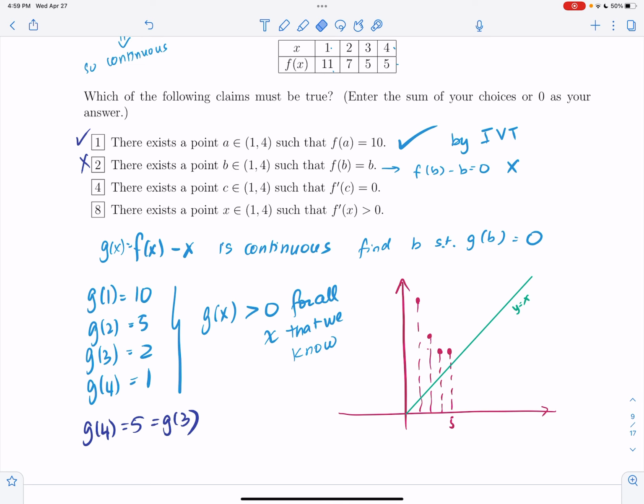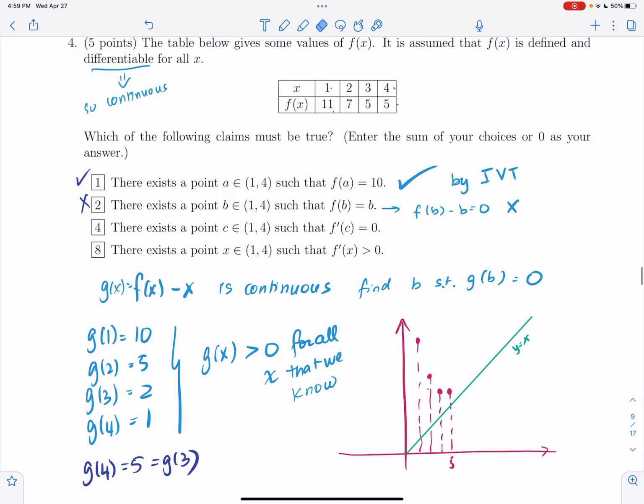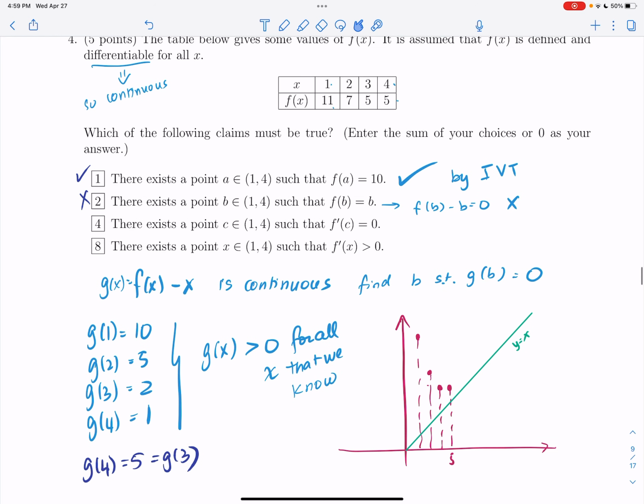And what is that? That is using the mean value theorem, which we can because the function is differentiable. So yes, we are guaranteed that there's a point where the derivative is 0.